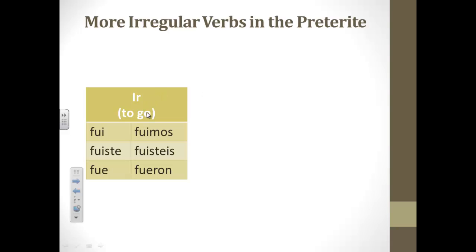Okay, the first verb we're going to talk about is ir, meaning to go. You can see the conjugation here. To many of you, this may look familiar. Several of you have asked me in our writing assignments throughout the semester, how do I say I went? Okay, here it is. Pronunciation would be fui, fuiste, fue, fuimos, fueron.